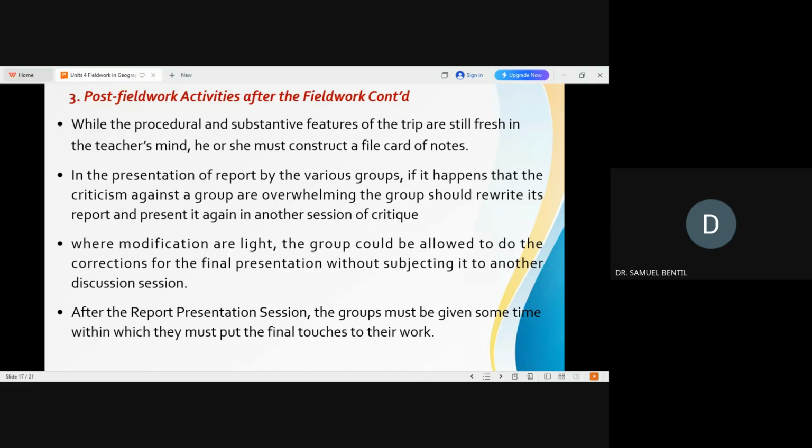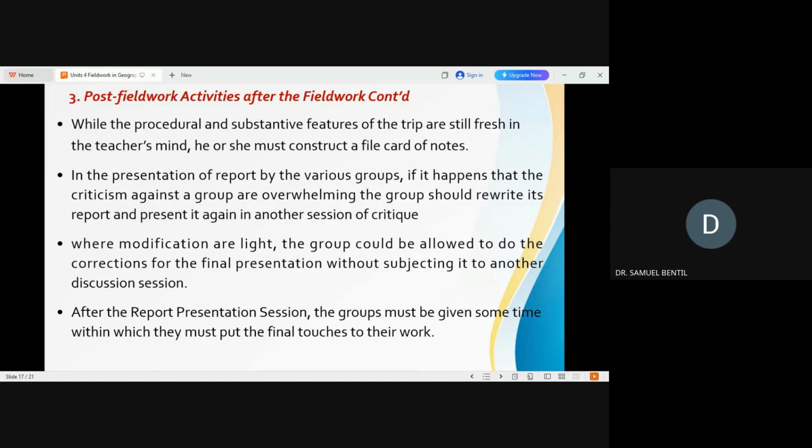In the presentation of reports by various groups of students, if the criticisms against a group's work are overwhelming, the group should be given the opportunity to rewrite the report and present it again in another session of discussion. But where the critiques are not overwhelming, they are light, they can do the necessary modification and submit their report without coming to present again.